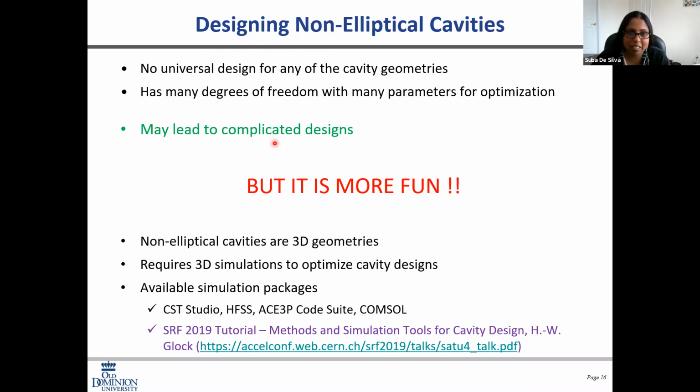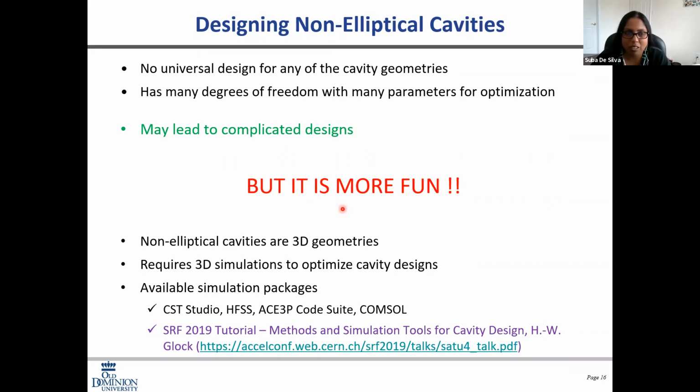So since you have many degrees of freedom and many parameters that you can optimize in a cavity, compared to a simple elliptical cavity, it can lead to complicated designs if you try to overoptimize it. But as I want to emphasize, it is more fun to play with these kinds of geometries, where you can optimize with many parameters and come up with many designs that suit a particular application.